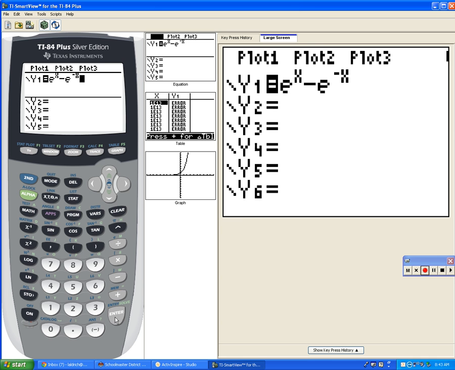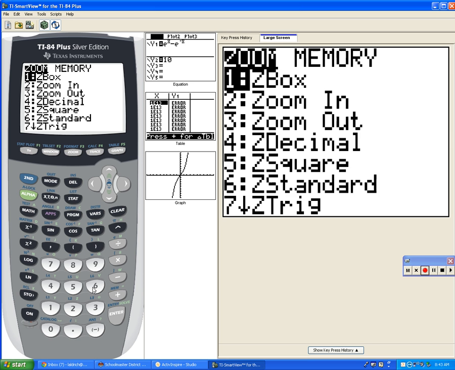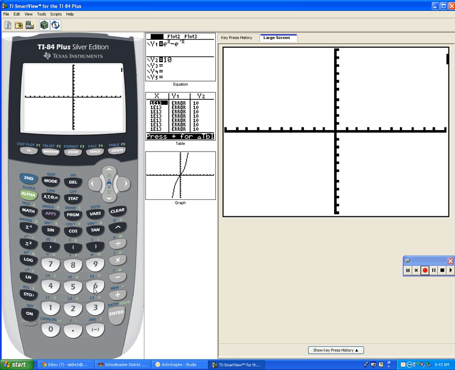So on one side, I'm going to put in e to the x minus e to the negative x. And then on another equation, I'm going to put in 10. And then I'm going to look to see where those two graphs cross. So this is my intersection point up here.